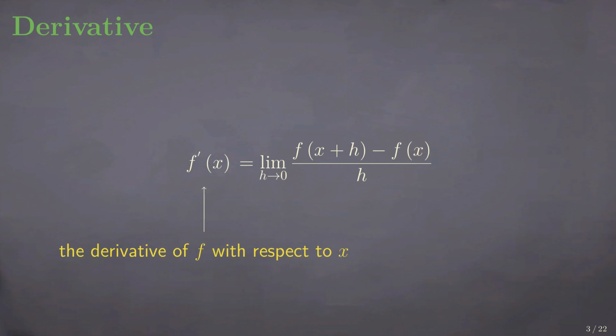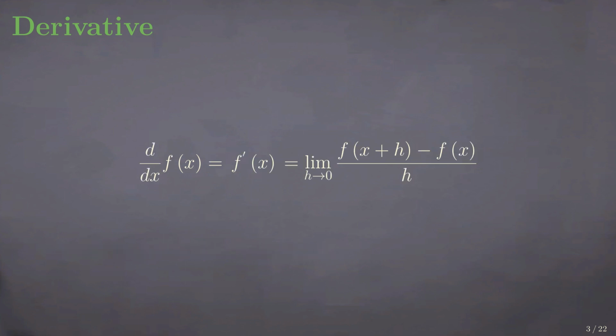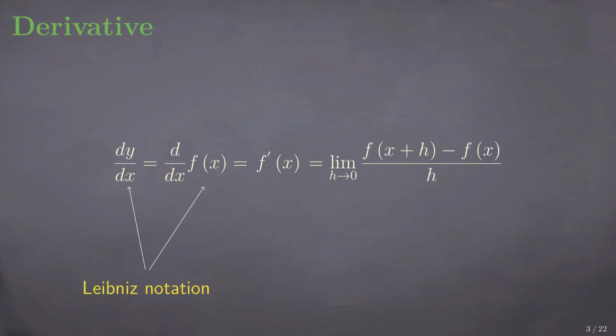We might also denote the derivative of f with respect to x by d over dx of f(x). Or in many cases, as we often write y equals f(x), we can also use the Leibniz notation dy over dx for the derivative of the function y equals f(x) with respect to x.